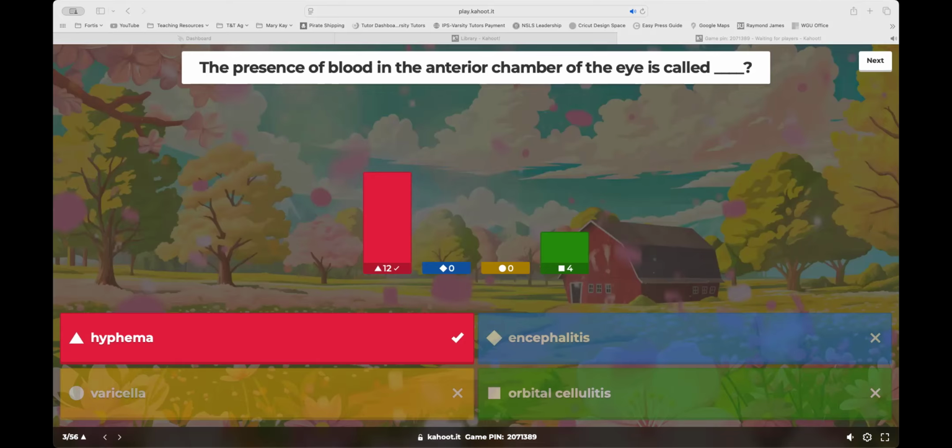If we have blood in the anterior chamber of the eye, so we're going to see a collection of blood in the front of the eye, that's going to be called hyphema.